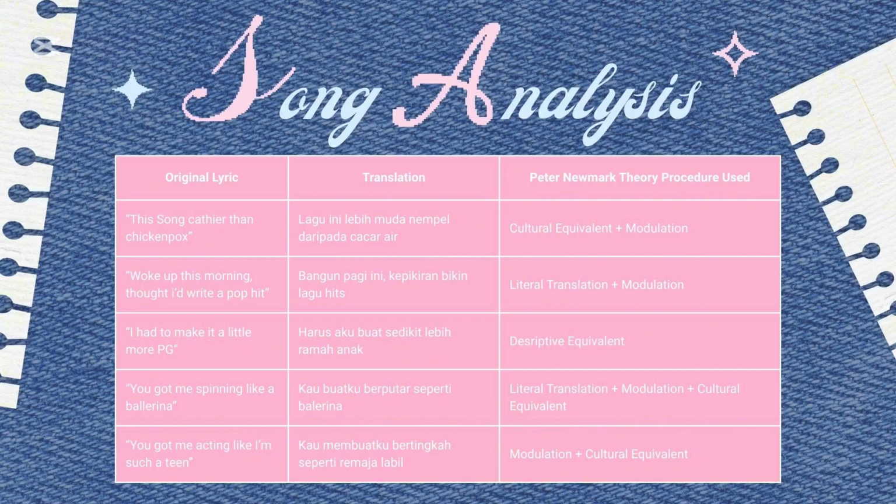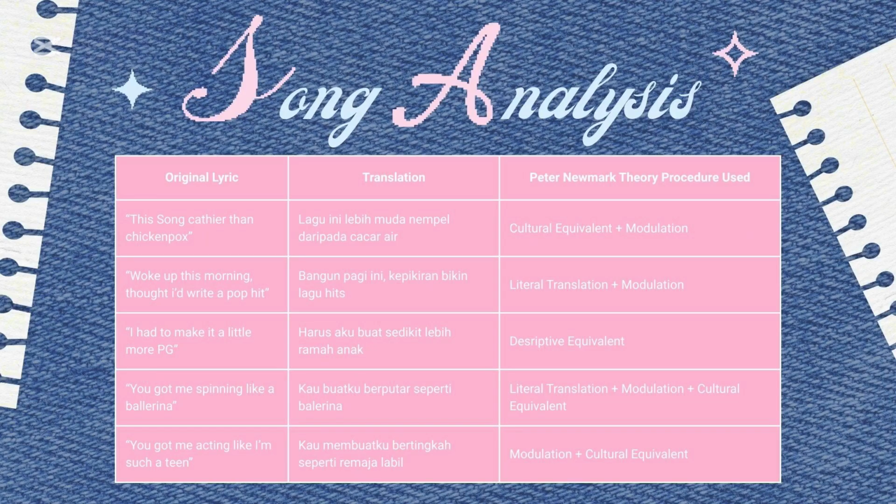And the third lyric is "I had to make it a little more PG." The translation in Indonesian is "harus aku buat sedikit lebih ramah anak." The analysis of the lyric, the Newmark procedure is descriptive equivalent. And why? Because PG refers to parental guidance, a film or content rating. Since there is no direct Indonesian term, the translator used descriptive equivalent to convey the meaning. This maintains clarity for the audience.